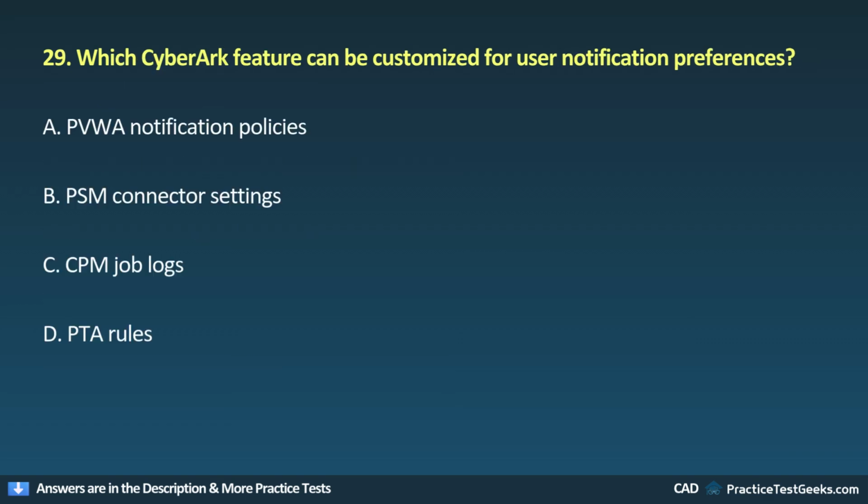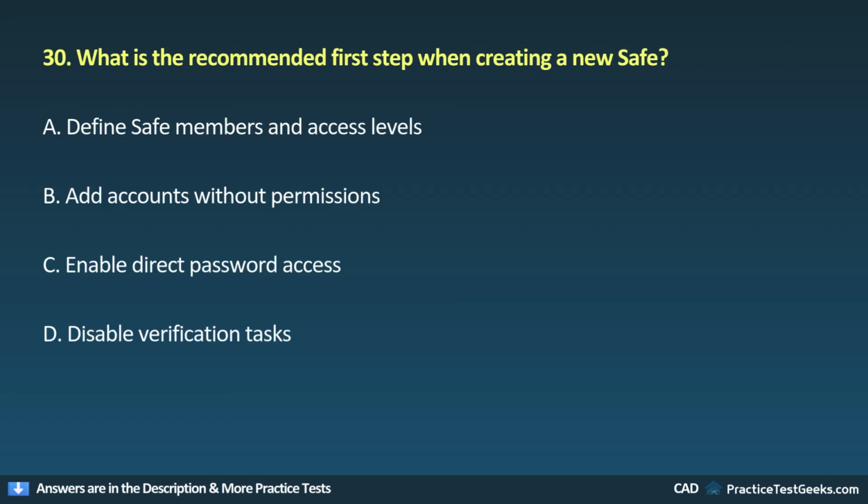29. Which CyberArk feature can be customized for user notification preferences? A. Via notification policies. B. PSM connector settings. C. Job logs. D. Rules. 30. What is the recommended first step when creating a new safe? A. Define safe members and access levels. B. Add accounts without permissions. C. Enable direct password access. D. Disable verification tasks.